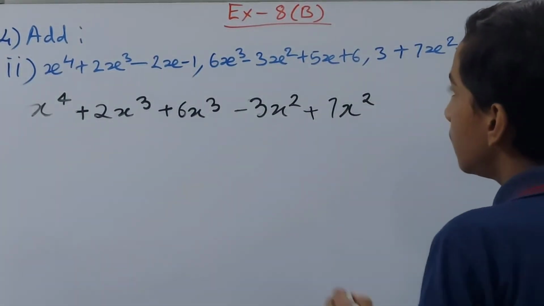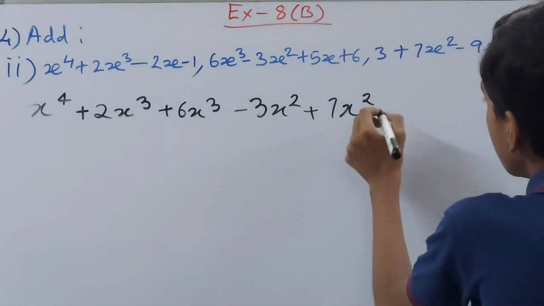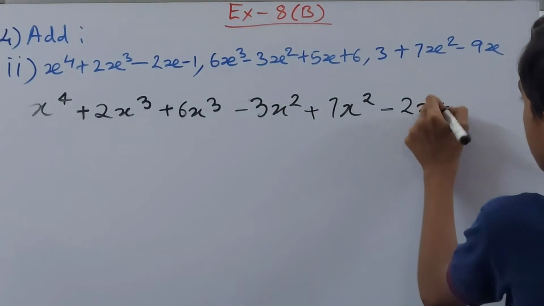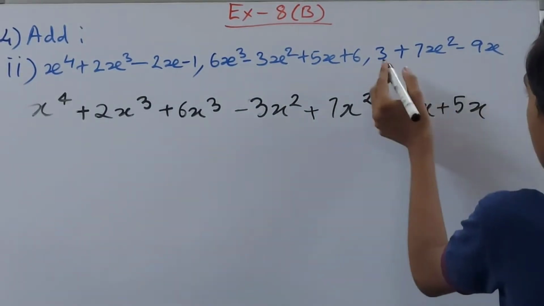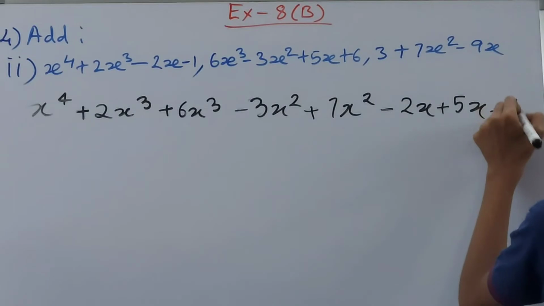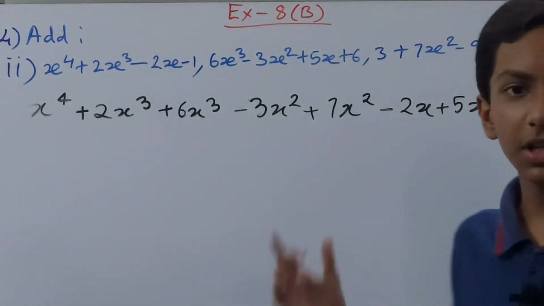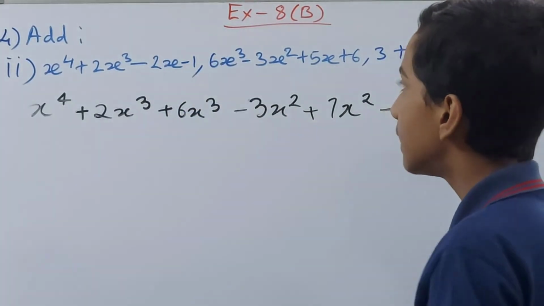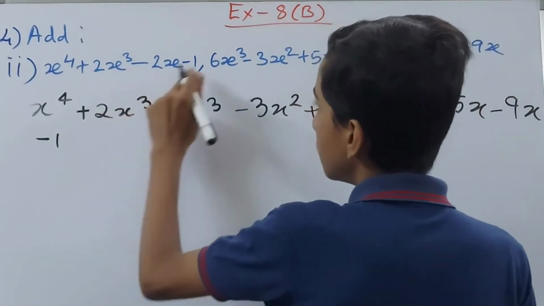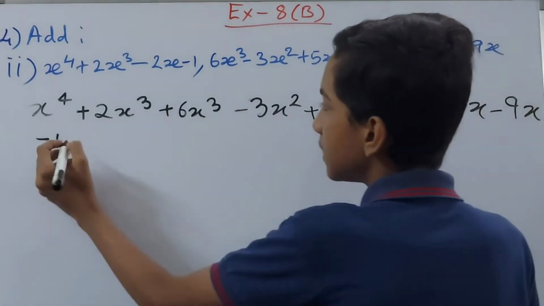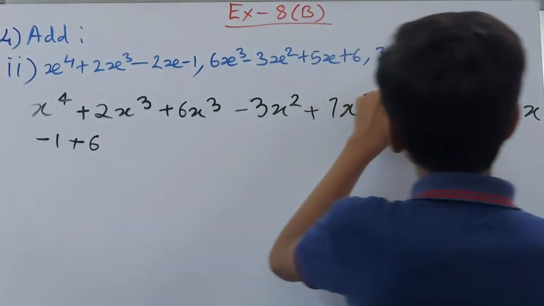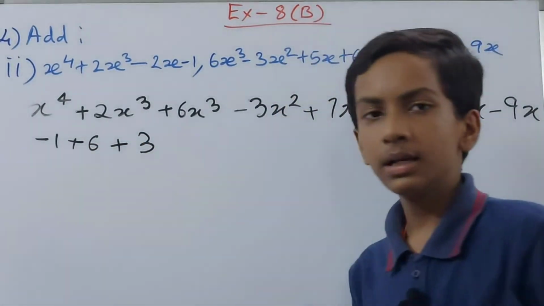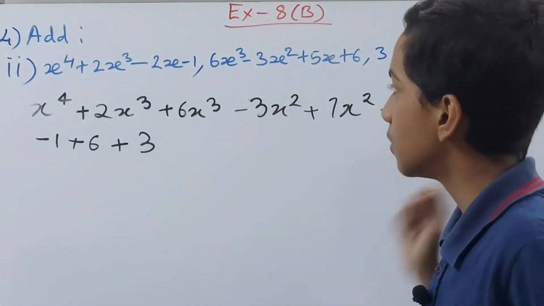So now you can see what else we have. This one we have minus 2x, alright, plus 5x, and any other x? No. Sorry, this one also minus 9x. Alright, this much we have written. Now you can see some numbers are also given to us, so we'll write that down as well. Here we have minus 1. Okay, here we have plus 6, and then here we have plus 3. This big addition is going to be, alright.